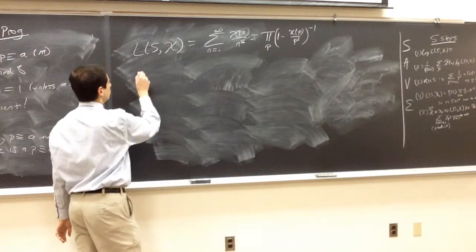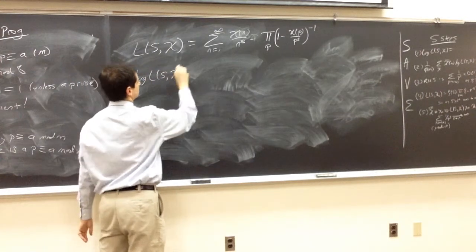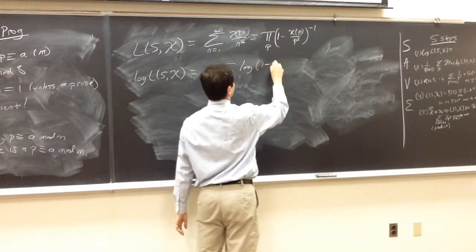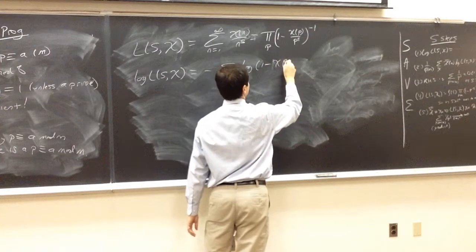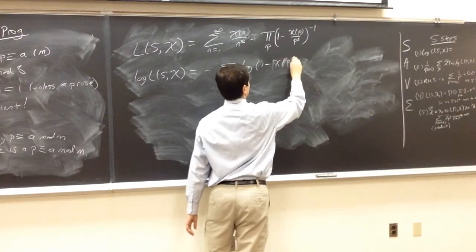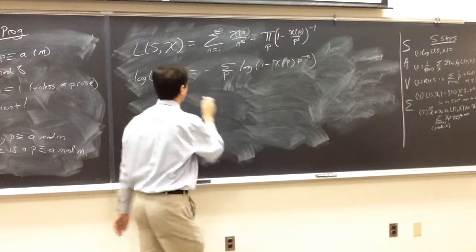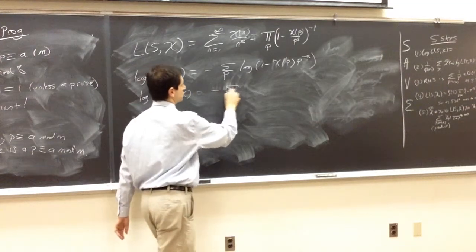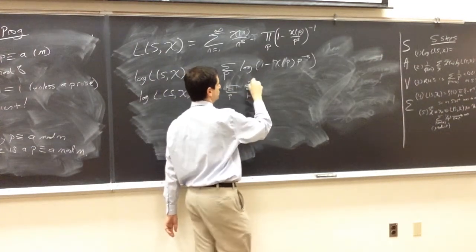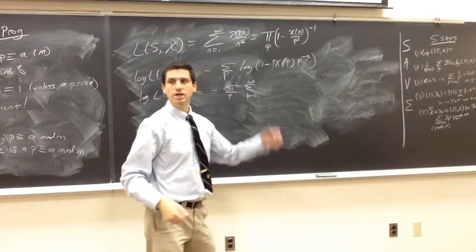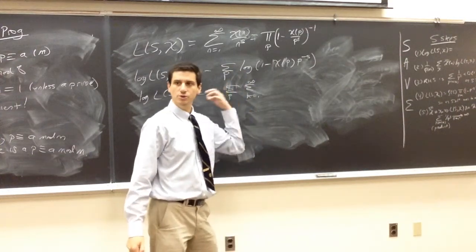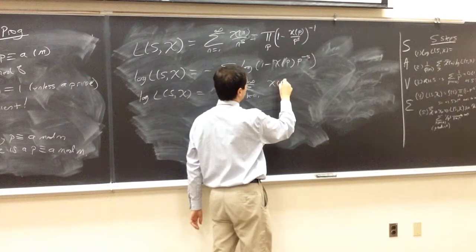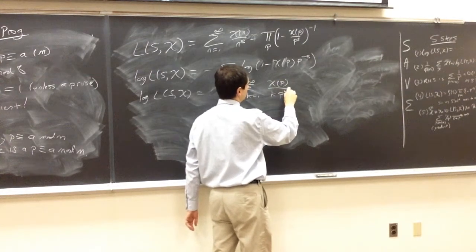So if we take the log of L(s, chi), that's then going to become negative the sum over p of the log of 1 minus chi(p) p to the minus s. And in fact, we could then stop and say that the log of L(s, chi) is minus the sum over p, the sum k goes from 1 to infinity. The log of 1 minus u is negative u minus u squared over 2 minus u cubed over 3. The minus signs cancel, and we'll get a chi(p) to the k over k p to the ks.